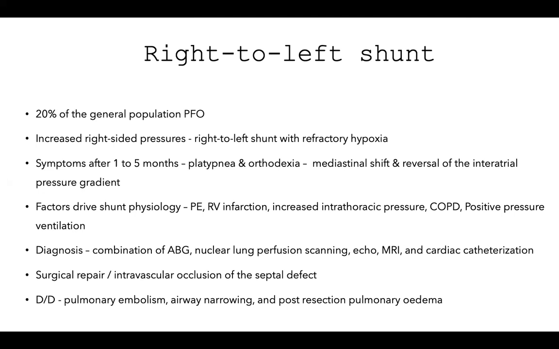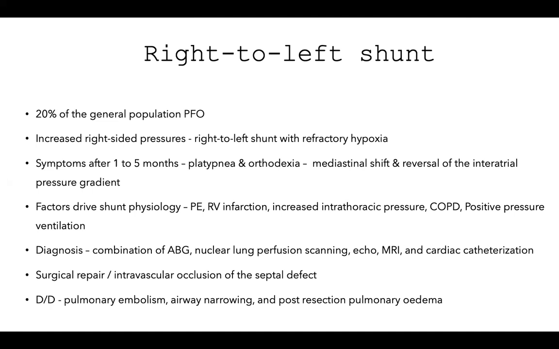Usually the patient starts developing symptoms by 1 to 5 months. There will be platypnea, where the patient is short of breath while changing position, and orthodeoxia. That is, the patient is short of breath when sitting and feels comfortable if you make them lie down. This happens because of the mediastinal shift and reversal of the interatrial pressure gradient during this positional change.